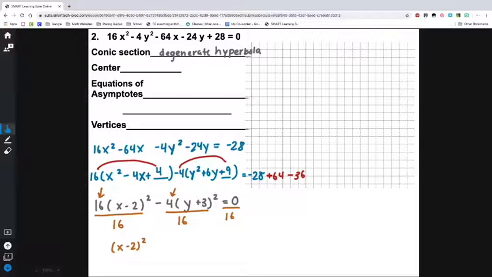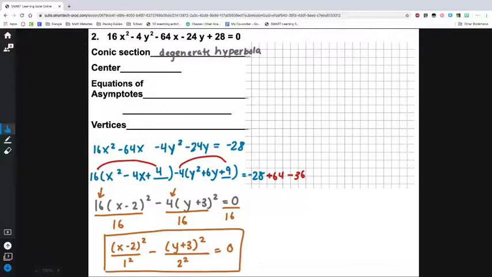Okay, so we divide everything by 16, which is the bigger of the two coefficients in front of x and y. Then we get (x minus 2) squared over 16 is 1, so I'm going to write it as 1 squared for standard form purposes, and then minus (y plus 3) squared over, now 4 over 16 is 1 over 4, so I'm going to re-represent that as 2 squared in the bottom. This is equal to 0. So that's the standard form of this hyperbola. It's degenerate because it's equal to 0.